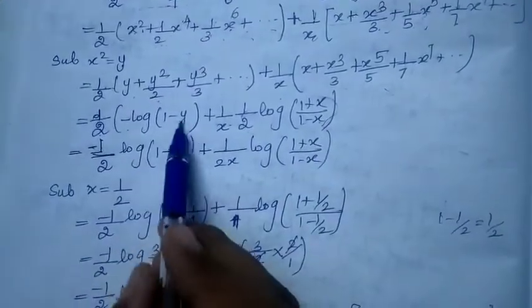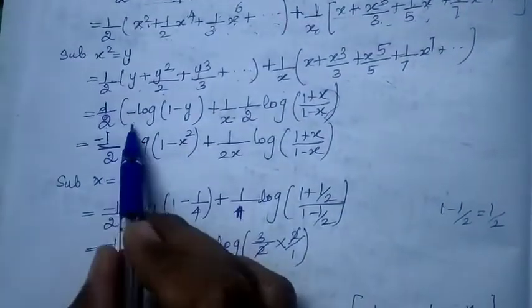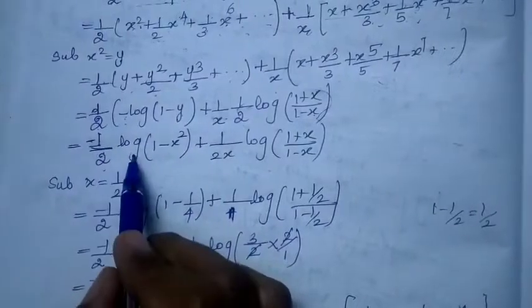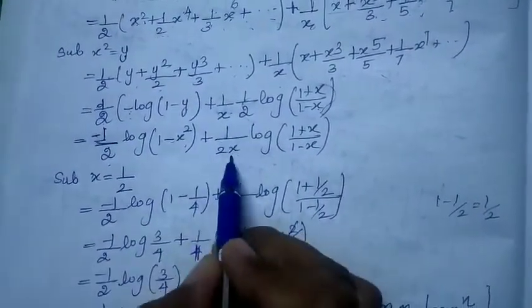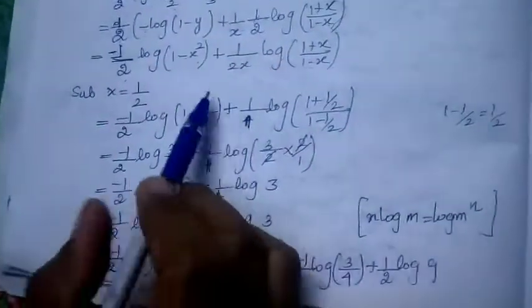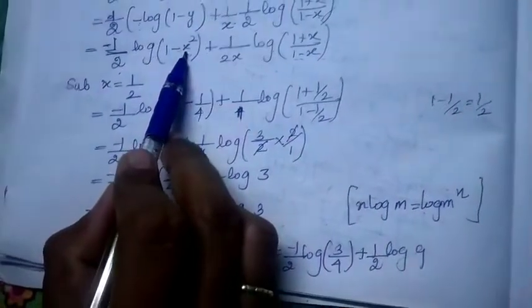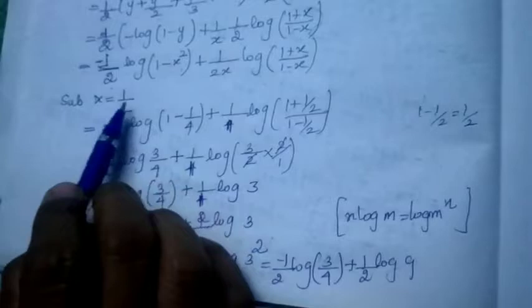So that's all. Now we can replace all the values that we took earlier. So minus 1 by 2 I am taking outside, log of 1 minus y, with y as x square, plus 1 by 2x log of 1 plus x by 1 minus x. So our problem is not yet over. We have to replace x as 1 by 2 again, right? Wherever you have x, replace x by 1 by 2.